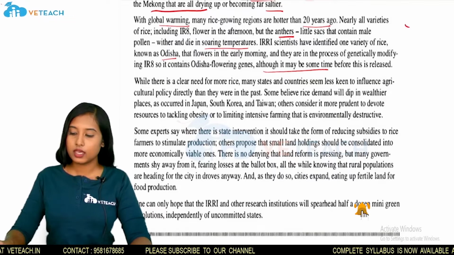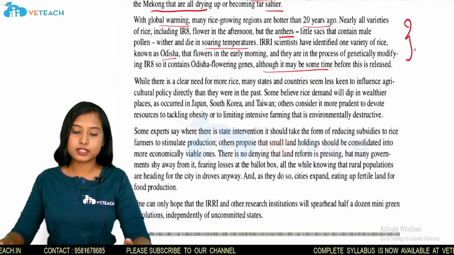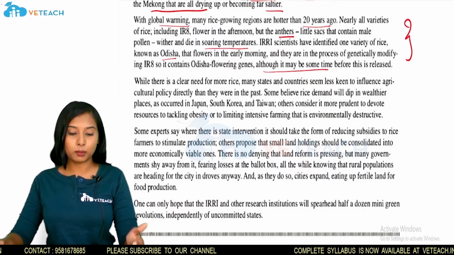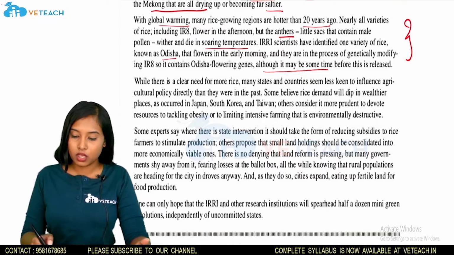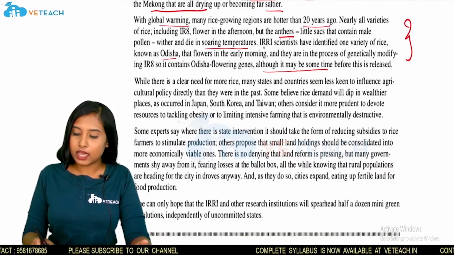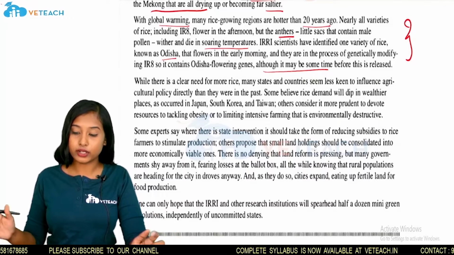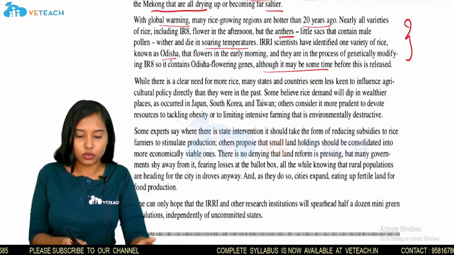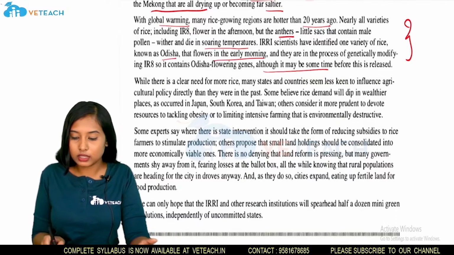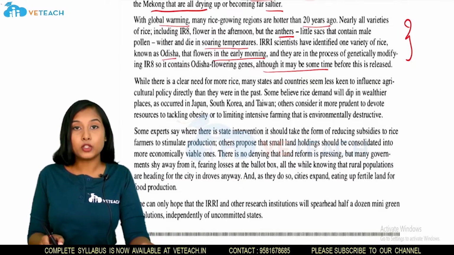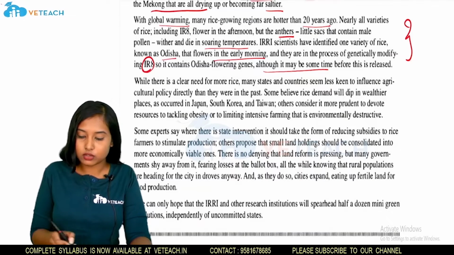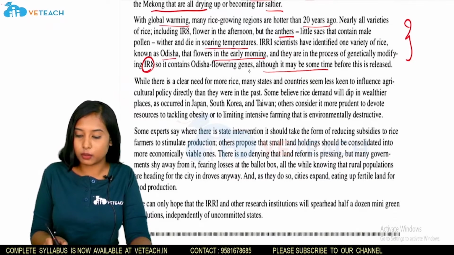In this paragraph, the author is trying to explain the effects of global warming on the IR8 variety, and is also saying that IRRI scientists have identified another variety of rice known as Odisha that flowers in the early morning. They are also trying to put this trait into IR8 so that it contains Odisha flowering genes.